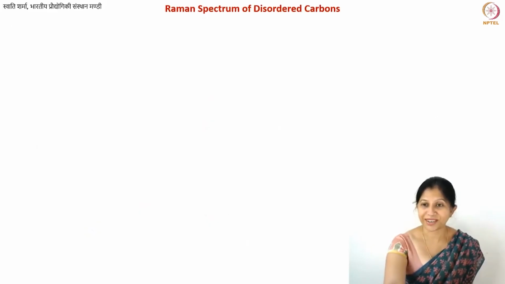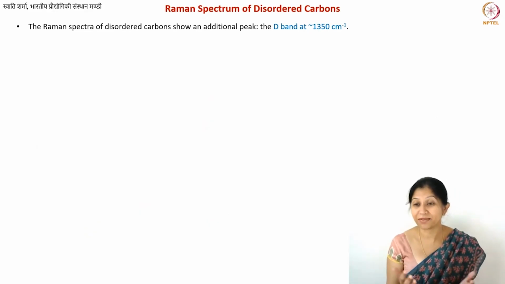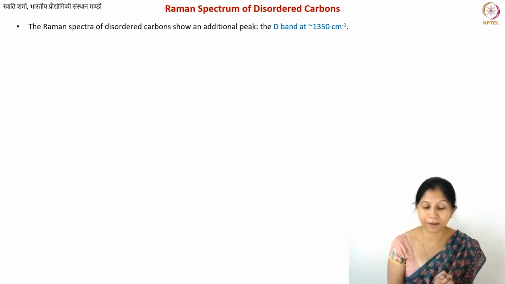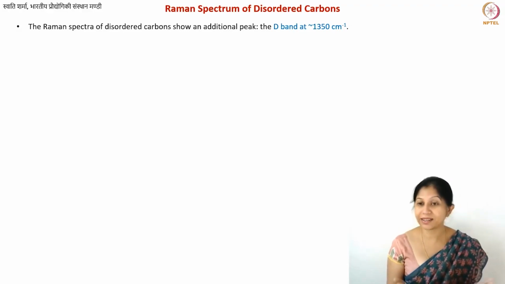Now we come to the disordered carbons. So disordered carbons are interesting to us, right? We don't always have graphite. When we are doing manufacturing, it's rare to have perfect graphite. So we understand, again, the effect of heat treatment using Raman spectroscopy.